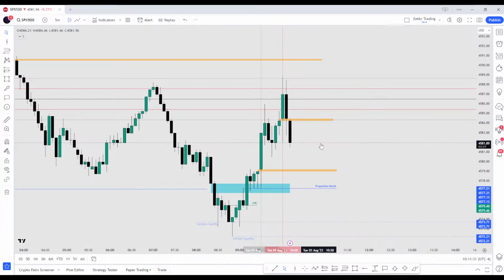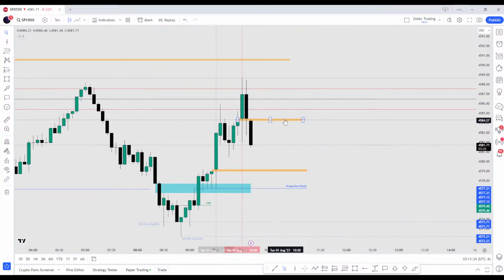Displacement. We fill the volume imbalance, so this could be a possible short.